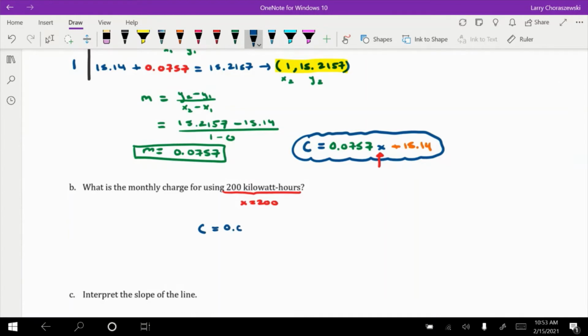We could do c equals 0.0757 times 200, and then the rest of it plus 15.14, and that represents the monthly customer charge. And this works out to be $30.28 if you round to the nearest penny.